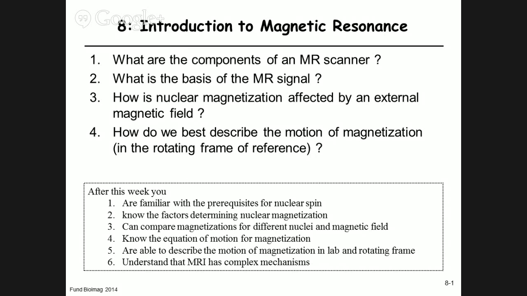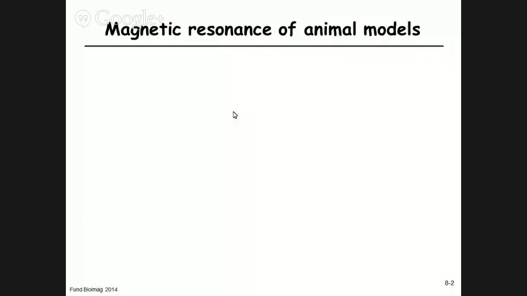First, we're going to discuss what are the components of an MR scanner. Then, what is the basis of the MR signal? Finally, third question is, how is the nuclear magnetization affected by an external magnetic field? And lastly, how do we best describe the motion of magnetization in an external magnetic field? So these are the questions that we're going to address. And the first two and part of the third question we'll address in the first part of today's lecture.